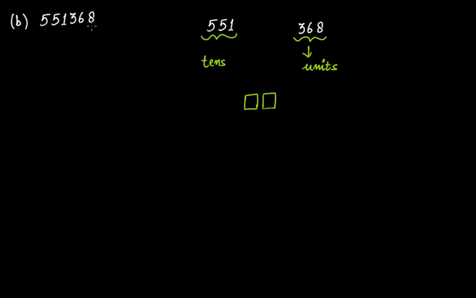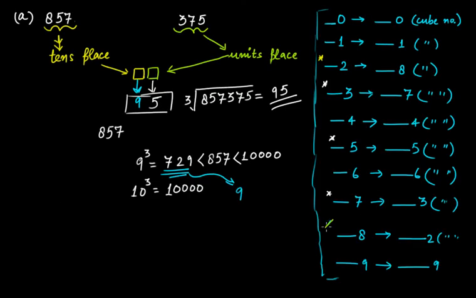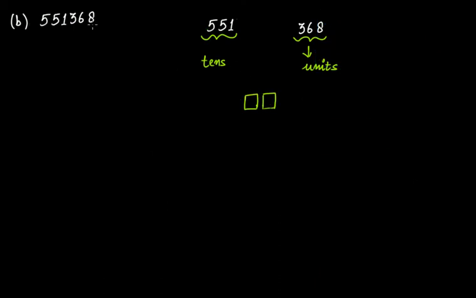Since your number ends in 8, this is a cube number. Now this condition, that is, if your cube number ends in 8, the cube root will end in 2. The cube root has to end in 2. So this whole cube number ends in 8, so at the units place you will have 2. Now let's talk about the tens place.